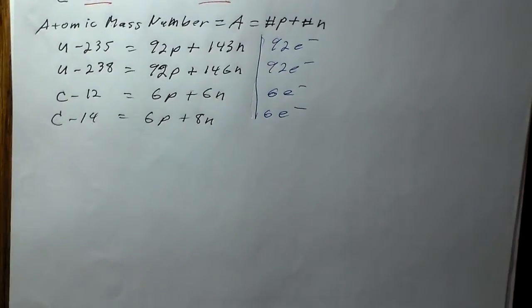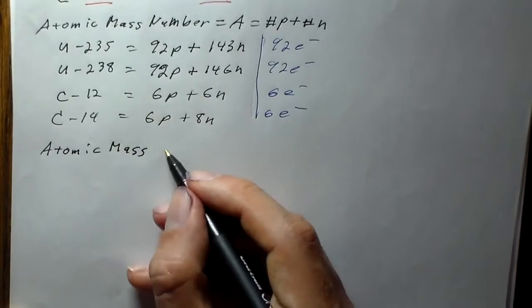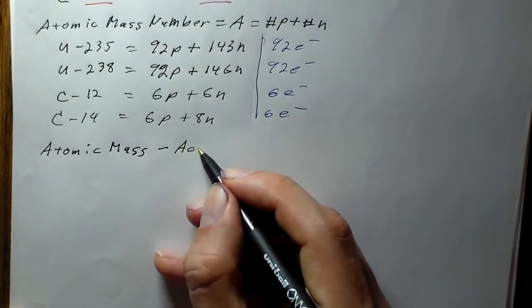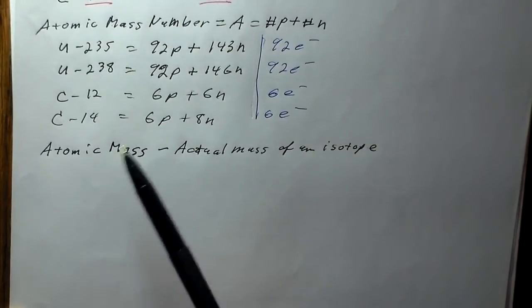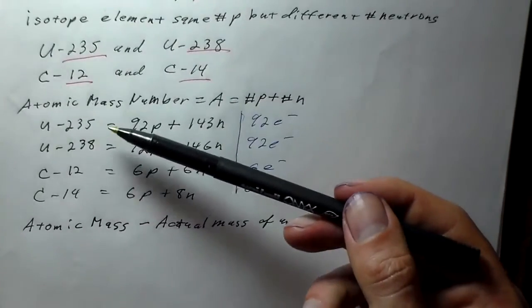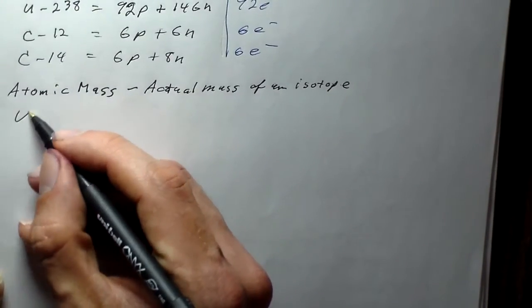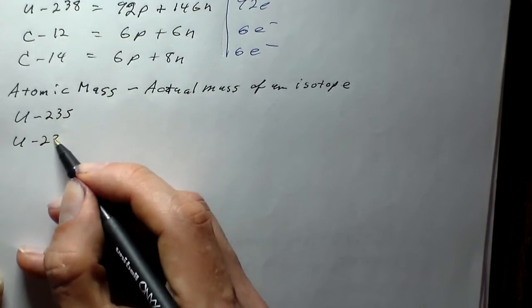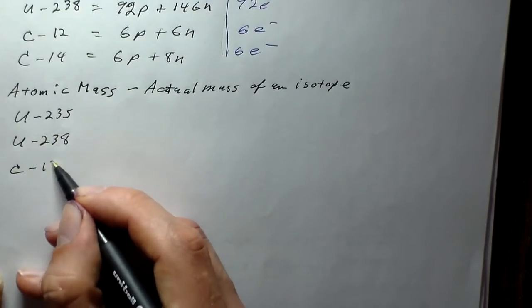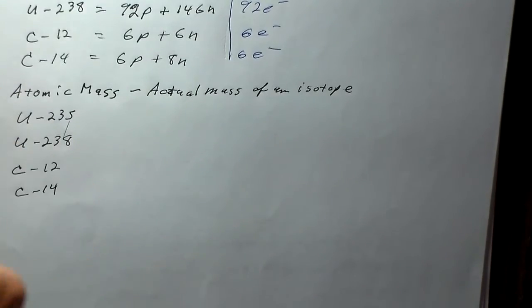Now, what we can look at here is the atomic mass. So this right here is the actual mass of an isotope. So this is looking at the actual mass of uranium-235, uranium-238, carbon-12, or carbon-14. Okay. And here, just to show you what these numbers are, for uranium-235, uranium-238, carbon-12, and carbon-14, these are the isotopes themselves.